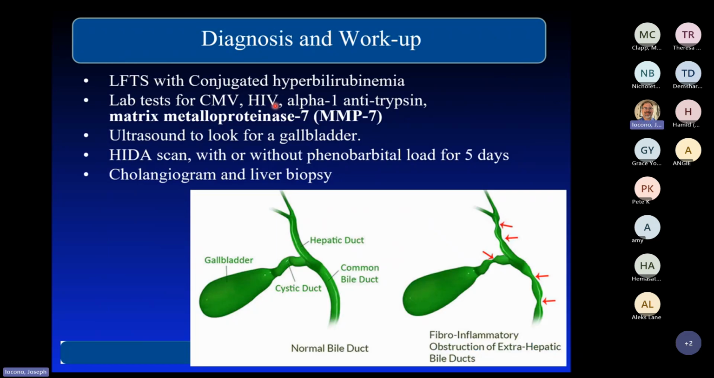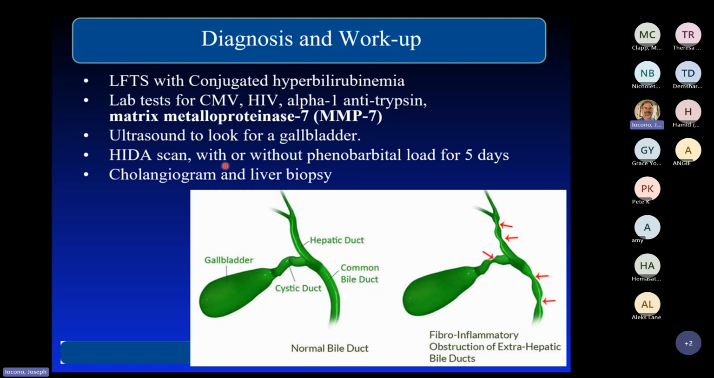So what else can mimic this? What gives you persistent direct hyperbilirubinemia in a newborn? CMV, HIV, alpha-1 antitrypsin deficiency, something called Alagille syndrome. These are the lab tests you get. MMP7 is the new lab that is diagnostic for biliary atresia. If MMP7 is elevated, you have biliary atresia. Ultrasound, you look for the gallbladder.